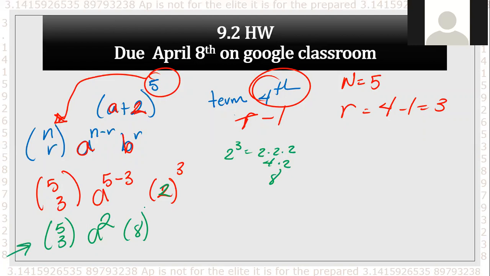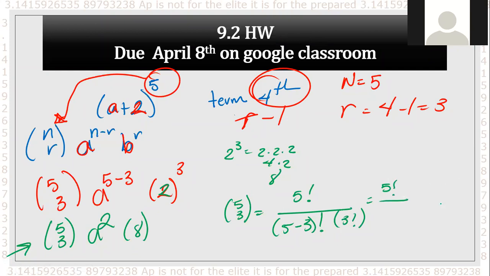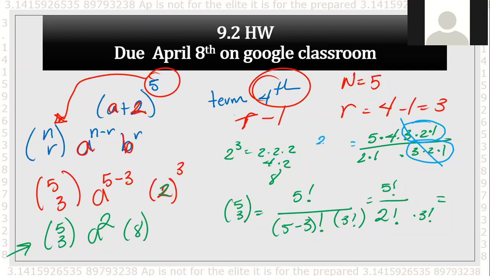The last but not least is the combination, 5 choose 3. We know how to do that by now, hopefully. This is 5 factorial divided by 5 minus 3 factorial, and then 3 factorial. And it's always going to be bigger than r. So I got 2 factorial times 3 factorial. This is going to be messy. So it's 5 times 4 times 3 times 2 times 1 divided by 2 times 1 times 3 times 2 times 1. I got the same numbers on top, so I can get rid of them. I'm left with 20 divided by 2, which is 10. So this right here is equal to 10.